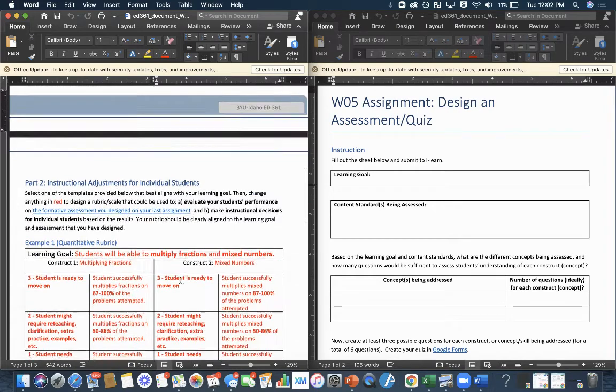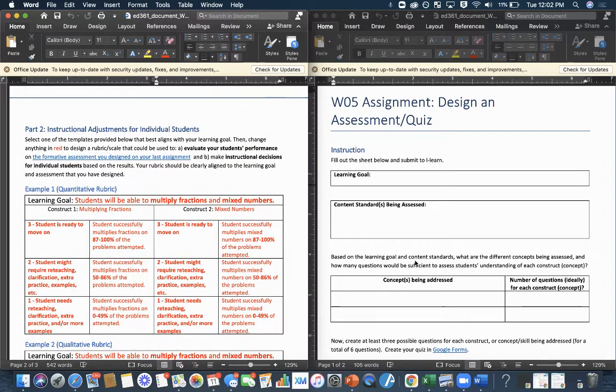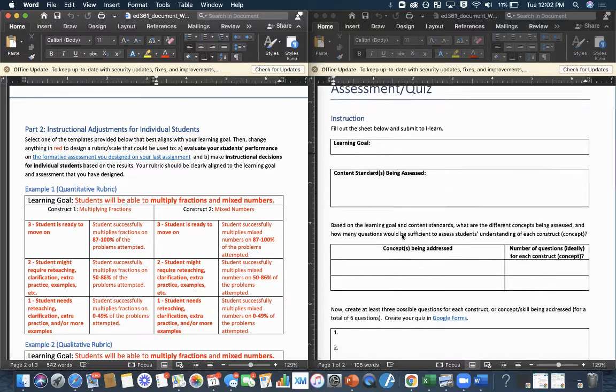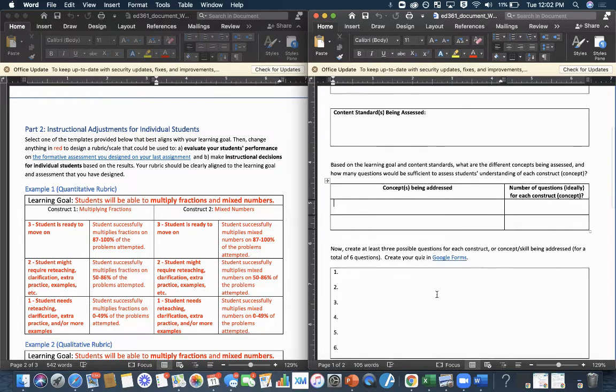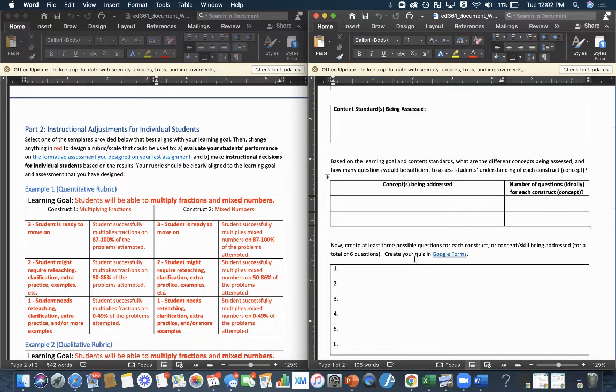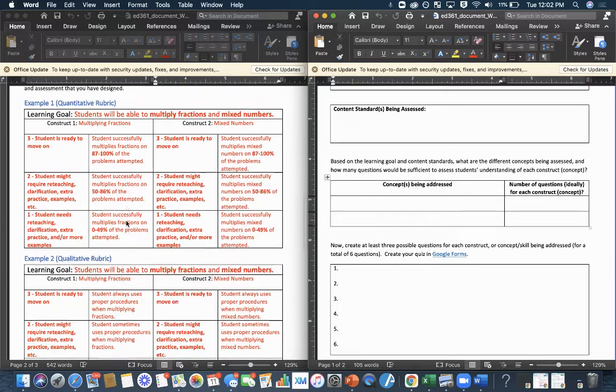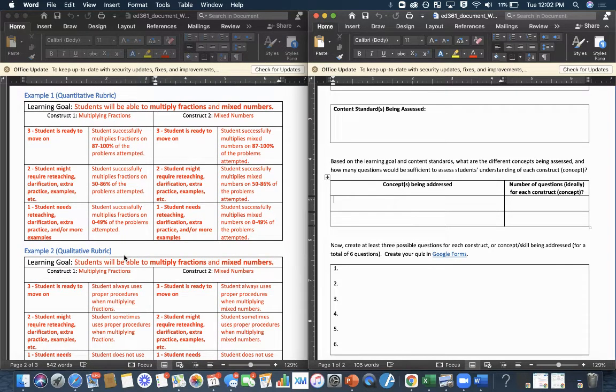Now, let's take a look. What could we do in the case of helping individual students? That's what this next part is for, the instructional adjustments that you make for individual students. So you notice that before you created a quiz that was based on two different concepts, and you came up with an ideal number for each one of those questions, and then you actually designed those questions in a form that you could administer to your students. Well, at this point, you need to have a plan, and in this case, we're going to decide on either using a quantitative rubric or a qualitative rubric based on the results of your quiz for individual students.